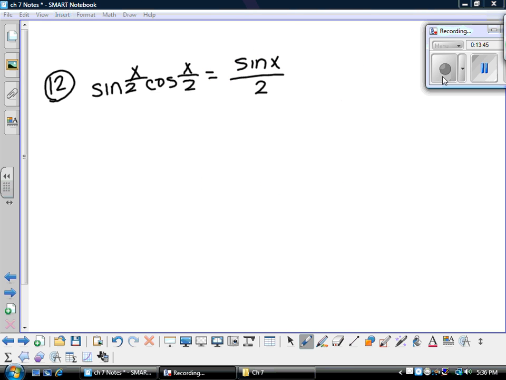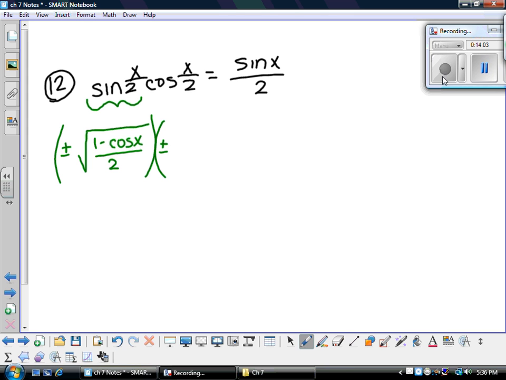Number 12 is the last one, another verify problem. This time we're going to use a half angle formula to figure it out. The half angle formula for sine is the square root of 1 minus cosine x over 2. We're multiplying that by the half angle formula for cosine, which is the square root of 1 plus cosine x over 2.